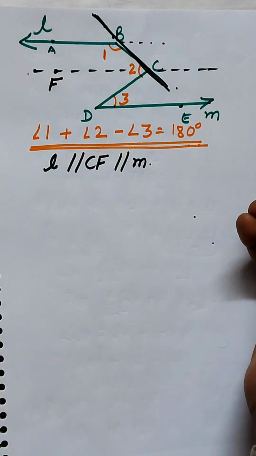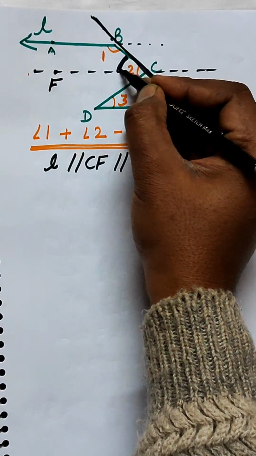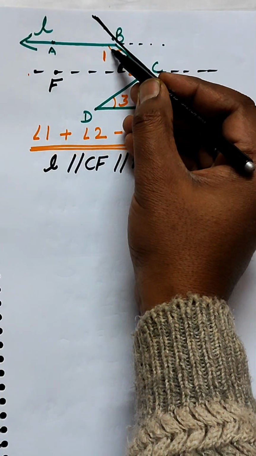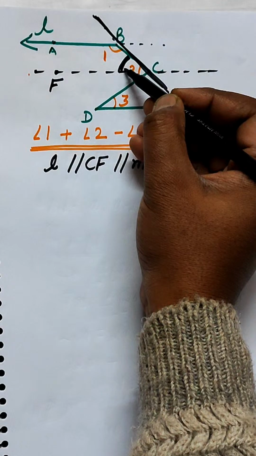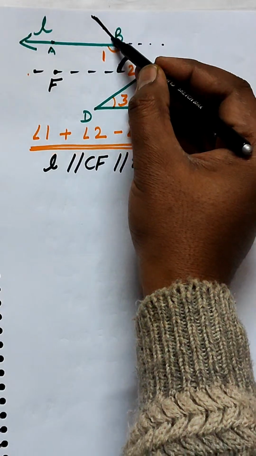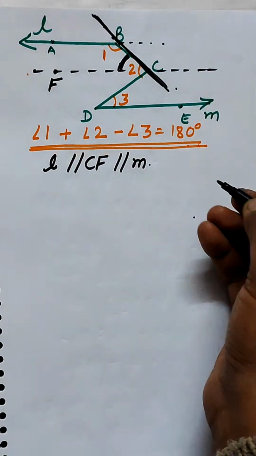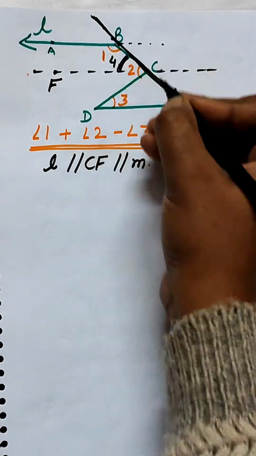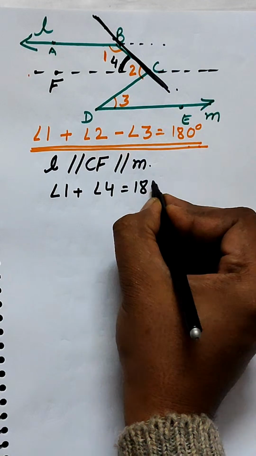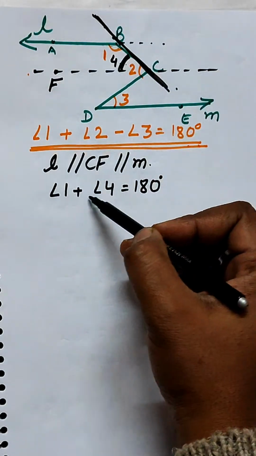Then we can say that angle 1 plus this angle will be equal to 180 degrees, isn't it? Tell me. Because this is the sum of the interior angles on the same side of the transversal between parallel lines. If BC is the transversal, then this angle and this angle will add up to 180. So let's say this angle is 4. So angle 1 plus angle 4 is equal to 180 degrees.